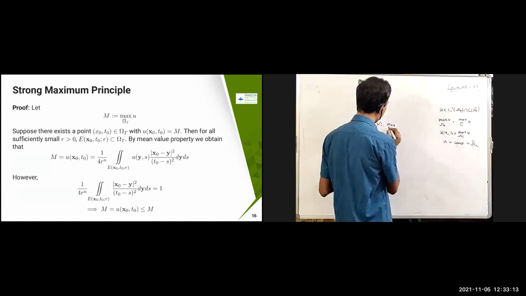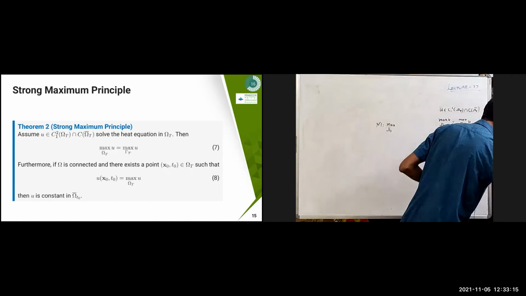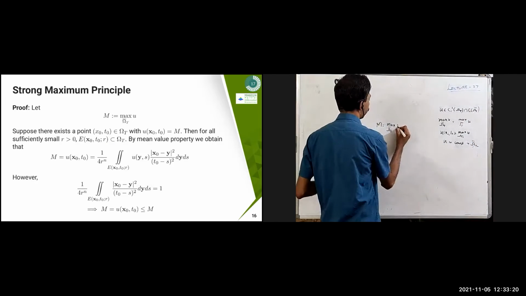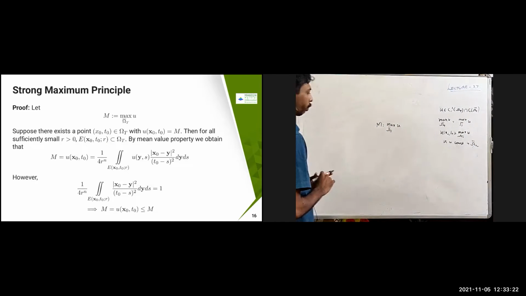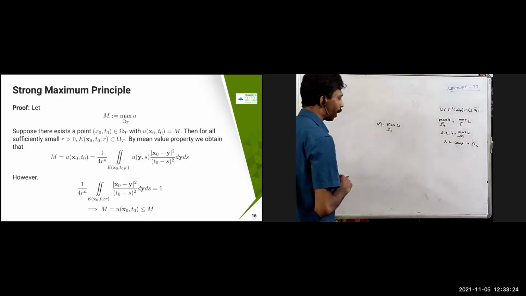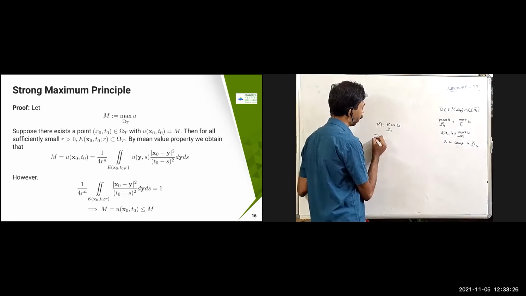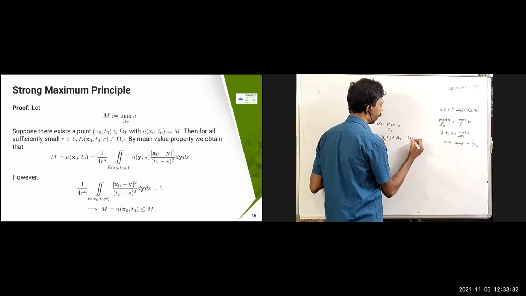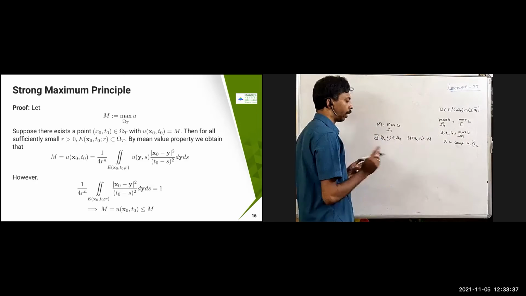Omega t bar, okay, maximum over omega t bar of u. So suppose there exists a point x0 comma t naught in omega t such that u of x0 comma t naught equals M. There exists a point which is going to be there.